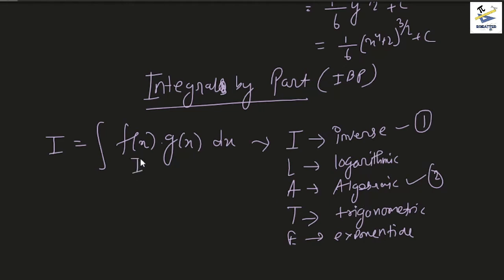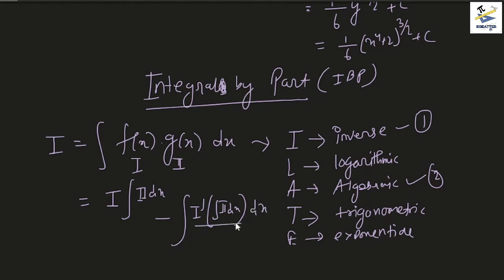So let us name here f(x) as function 1 and g(x) as function 2. Then function 1 directly comes out into integral of function 2 dx, minus integral of derivative of function 1 into integral of function 2 dx, and the integration of this whole. So this is how it works. You take the first function and multiply it by the integral of the second, and subtract from it the integral of derivative of the first function into integral of the second function.